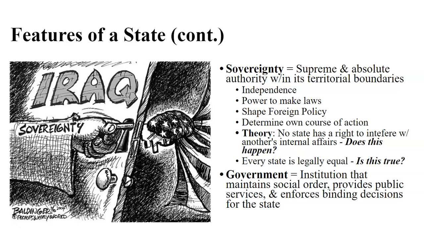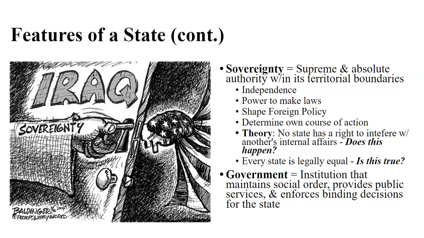All right, the final 2 features of a state that you need to understand are sovereignty and government. Now I'm going to do government first here, and we'll talk about sovereignty last because sovereignty is a much bigger concept and one that's a little bit harder for people to remember, or they're not as used to the actual term. So basically, guys, that's the definition of a government: an institution that maintains social order, provides public services, and enforces binding decisions for the state. Okay, we pretty much understand what a government is and what it's supposed to do, in its basic form.